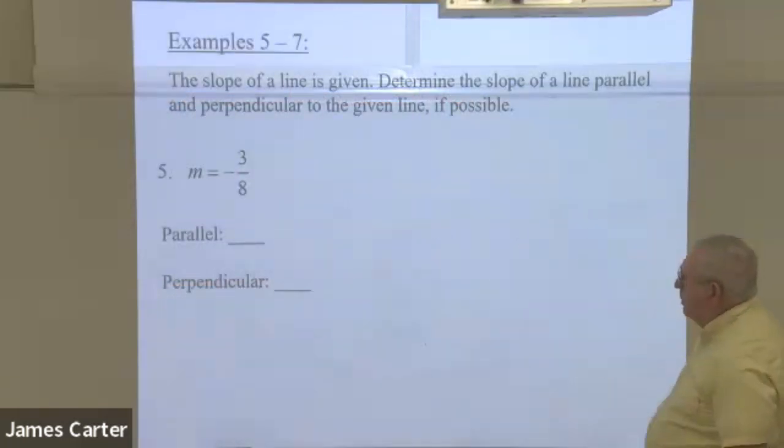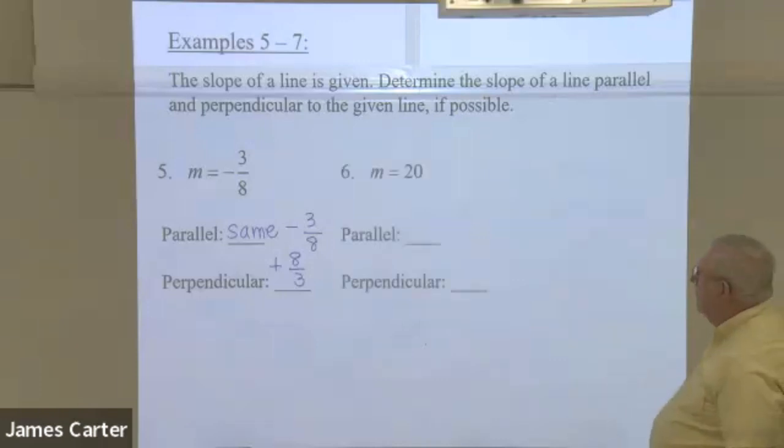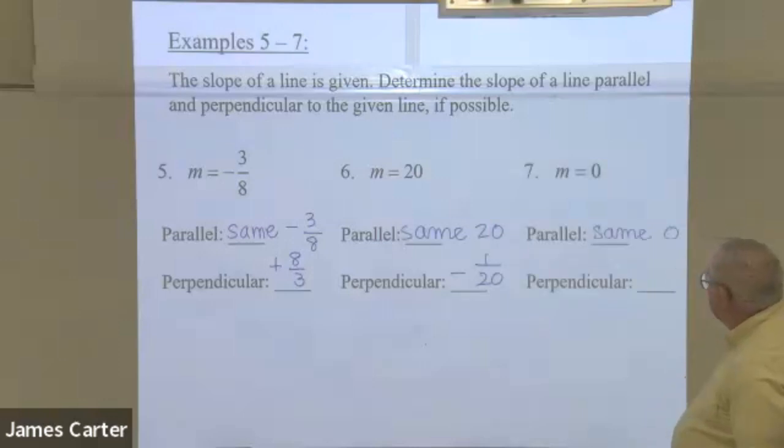Well, this is just practice doing slopes. Here's the slope. If you want a parallel line to that, same slope. Perpendicular line, opposite sign, reciprocal. And here's another one. And a third one. In other words, these are all vertical lines in this case. Well, that parallel would also be vertical, perpendicular would be horizontal. Better watch what I say.